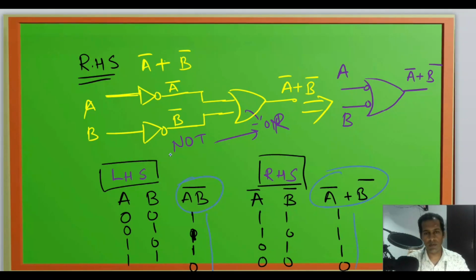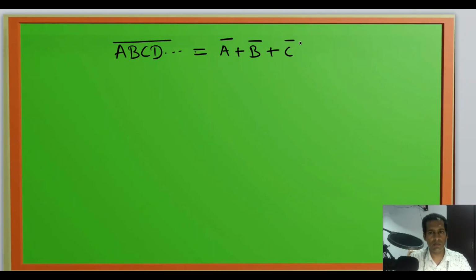Now this law can be used for multiple variables also. For example, if we extend the number of variables, say we have A, B, C, D and so on, and if we take the complement of their product, it will be equal to the addition of the individual complements: A bar plus B bar plus C bar plus D bar and so on. Like this we can extend it.